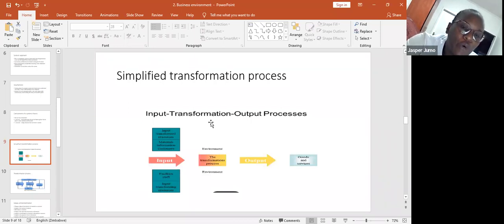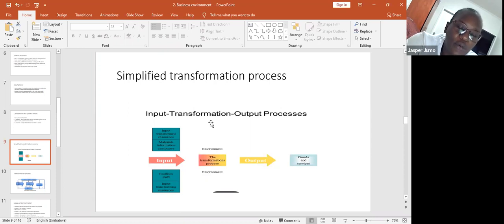So you have what you call input. Whatever you put into something, it can be your effort, it can be your raw materials, it can be your labor, all the resources that you put in, we call them input. Then they go through the transformation stage, when you are now processing those inputs, you are putting them through a transformation process. And what you come out with is what we call output, which is the goods and services.